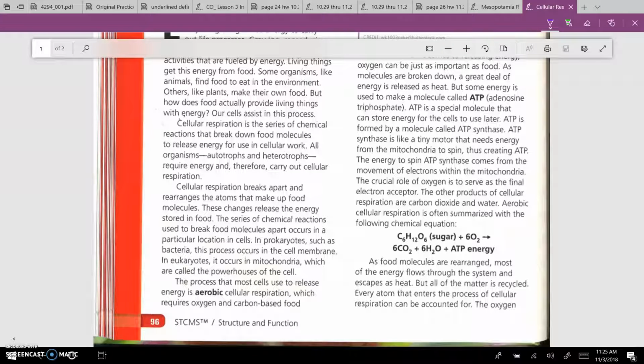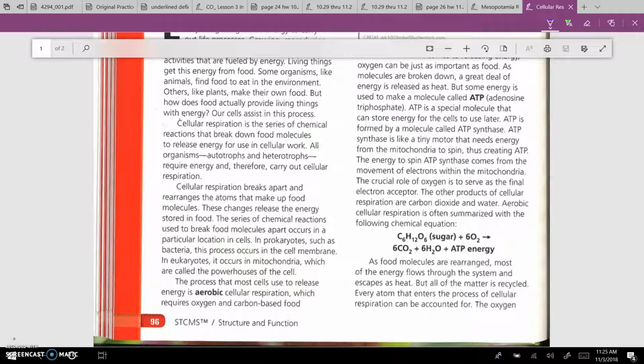Cellular respiration breaks apart and rearranges the atoms that make up food molecules. These changes release the energy stored in food. The series of chemical reactions used to break down food molecules occurs in a particular location in cells. In prokaryotes, such as bacteria, this process occurs in the cell membrane. In eukaryotes, it occurs in mitochondria, which are called the powerhouses of the cell.